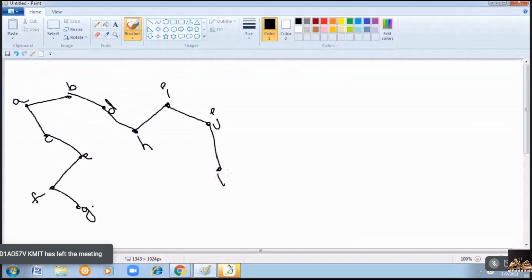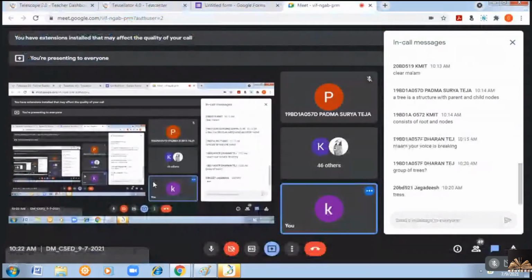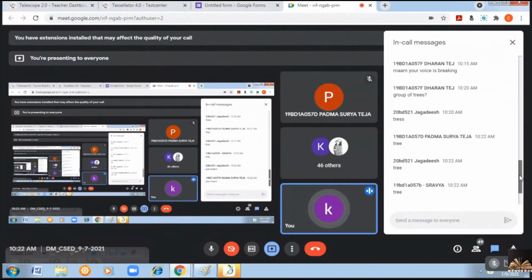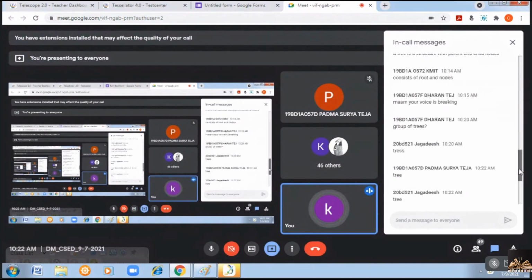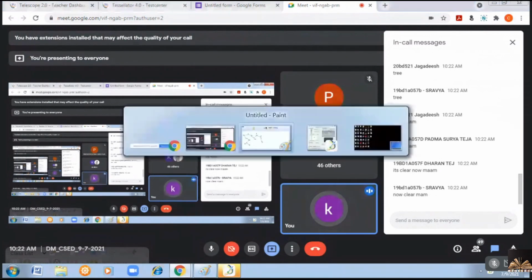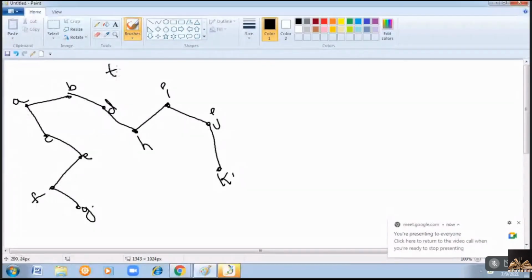Now tell me, is it a tree or a forest? Tree. Is my voice clear? Okay. So this is a tree.